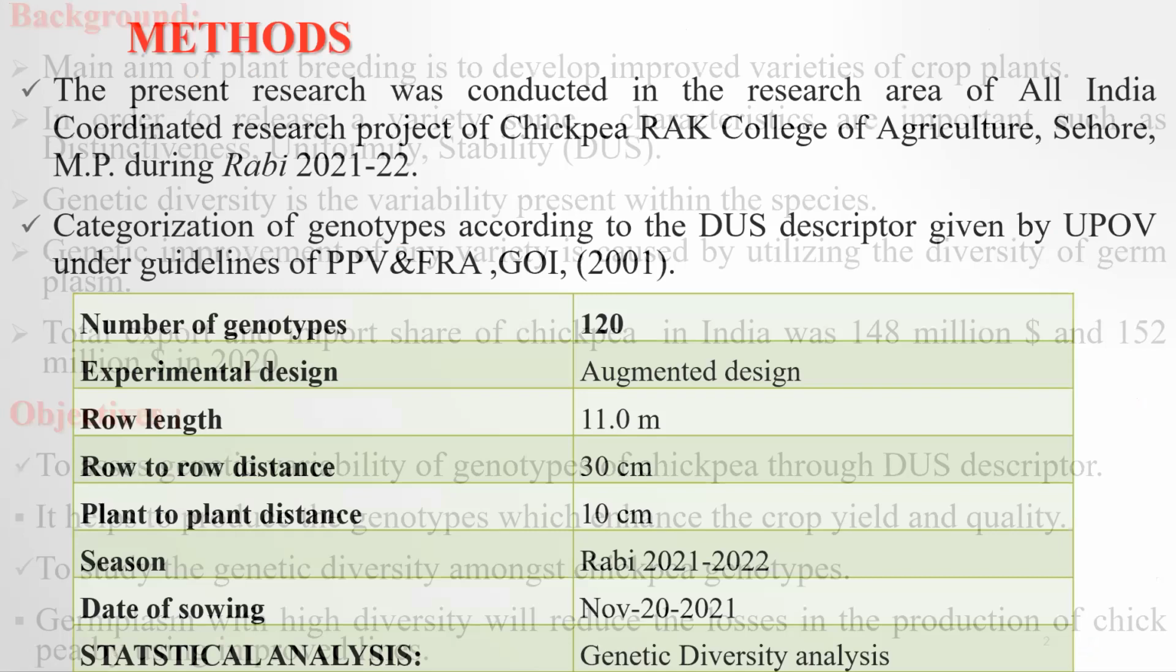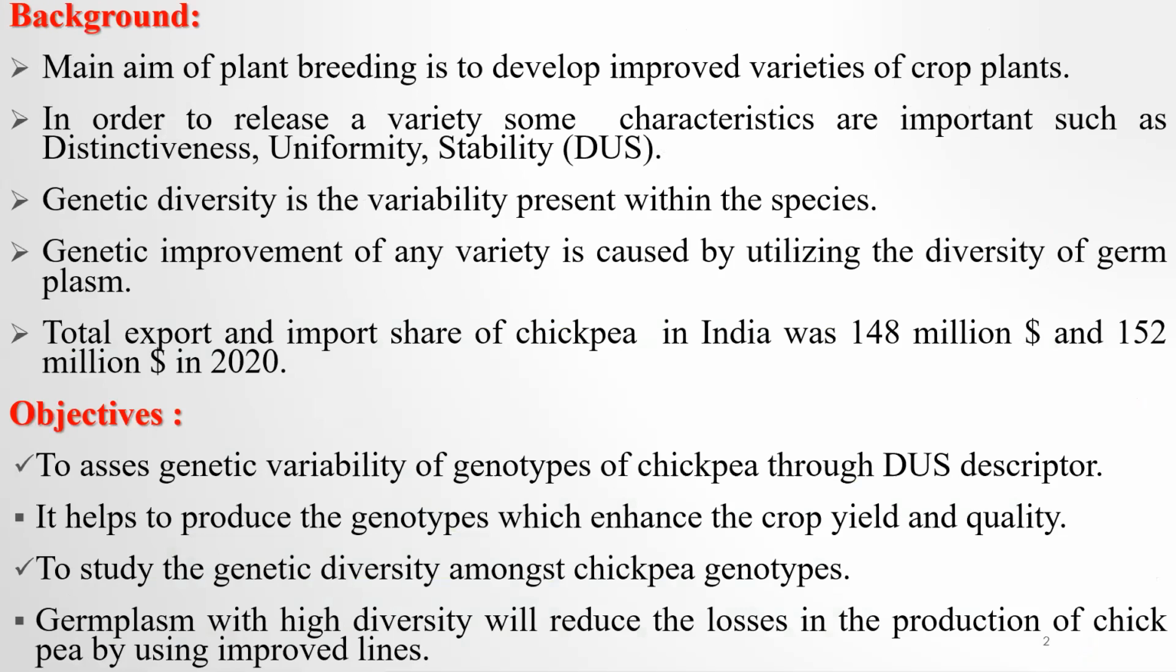In order to release a variety, some characteristics are more important, such as distinctiveness, uniformity, and stability. This is called DUS. And the DUS test should be done at least once for varietal release. Now the DUS was changed to NDUS, where N represents novelty.